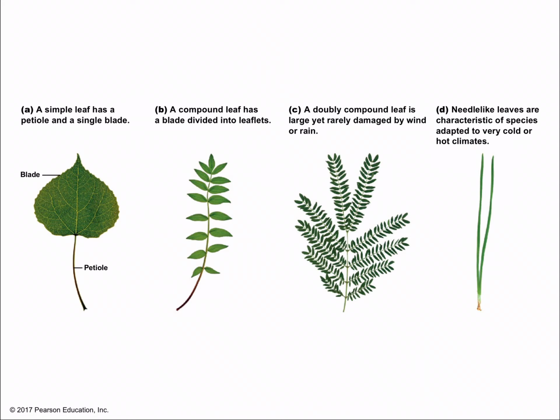Okay, so here are the four different types of leaves we've talked about. In part A, you've got your simple leaf. Notice it's just got a petiole and one blade. And then the compound leaf has the petiole and then multiple leaflets coming off of it. But still, believe it or not, this is just considered one leaf by definition. And then here you've got your compound leaves branching off into further compound leaves. Again, this is just one leaf, pretty amazingly, but it's doubly compound, and these are little leaflets coming off of the original leaf. Needle-like leaves, pine needles, you see, are adapted to very cold or very hot climates to conserve water.